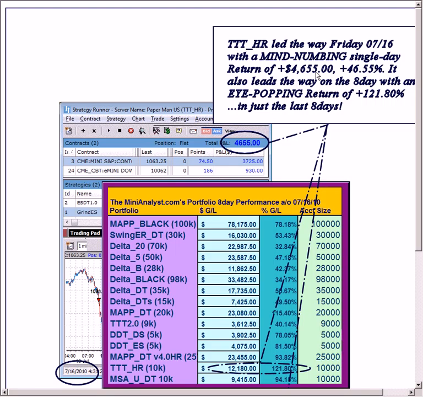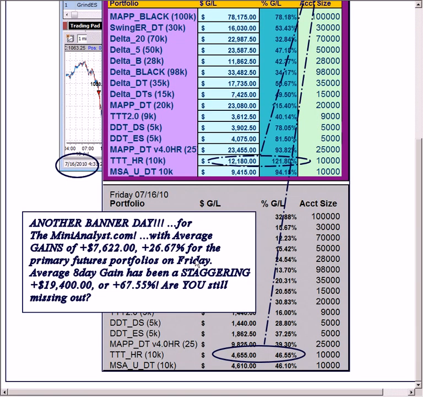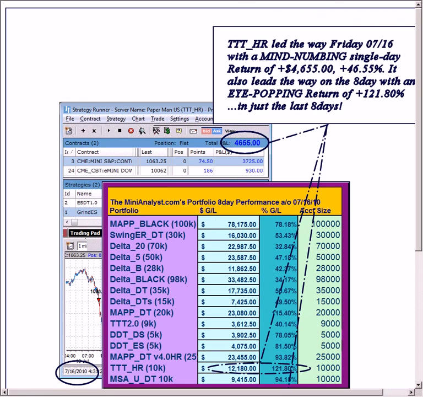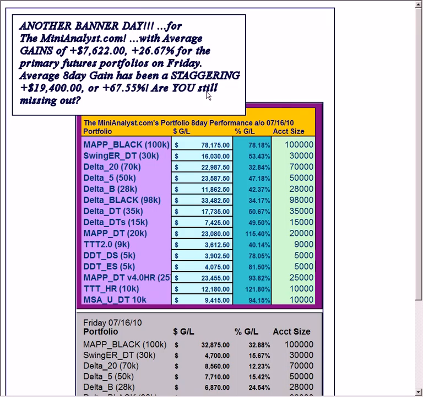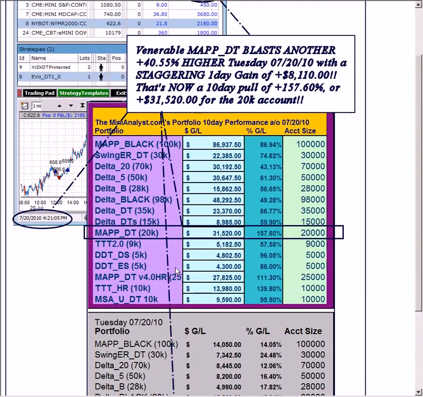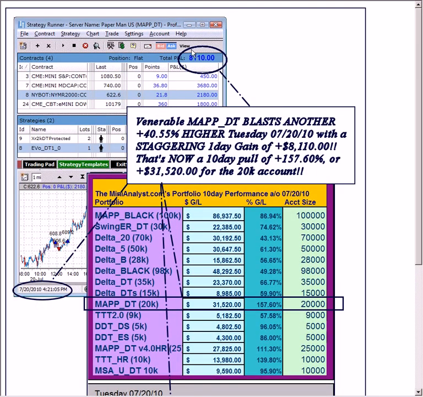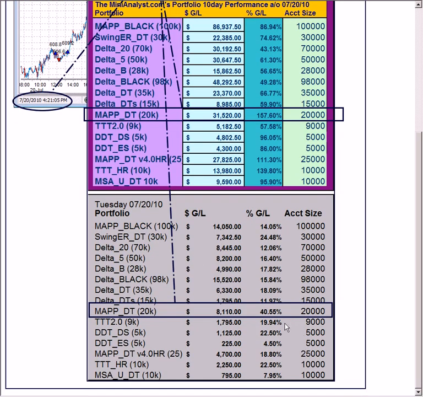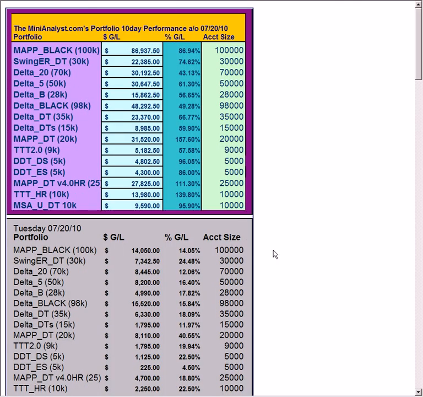So let's make sure we've covered everything. TTTHR led the way Friday with a mind-numbing 46% return. It was another banner day, with an average gain of 27% for all of our futures portfolios on that Friday. And the venerable MapDT, yesterday, gained $8,000, a staggering one-day return of 40%.